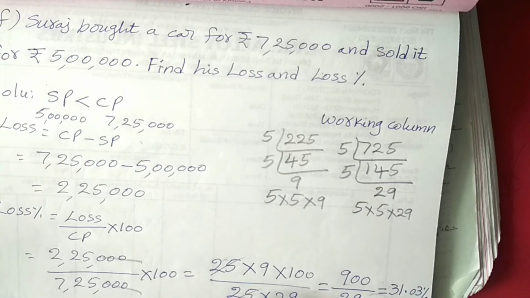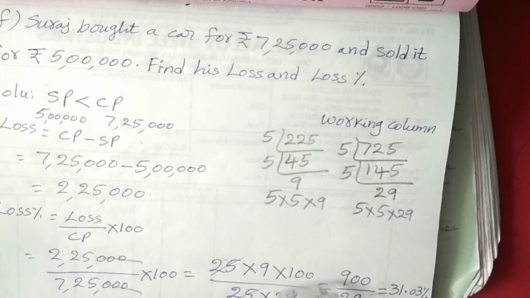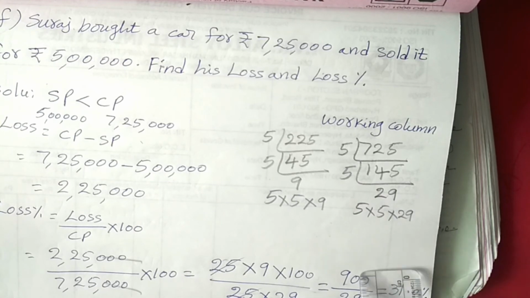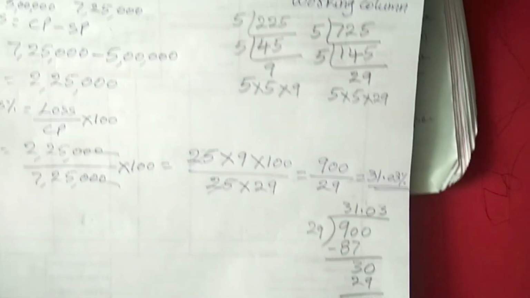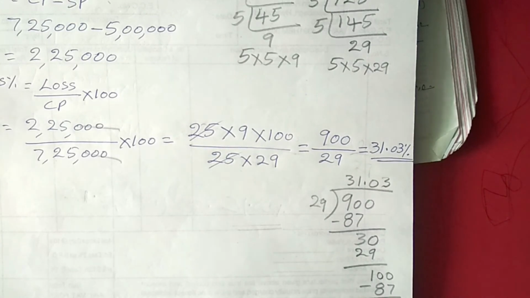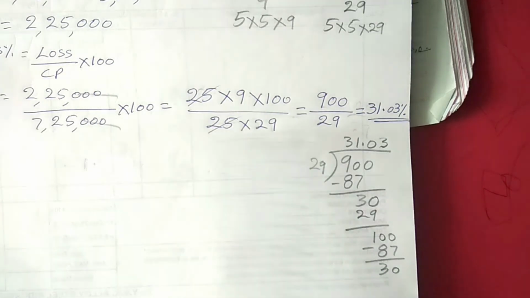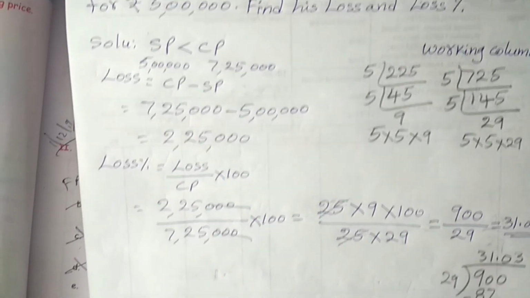So write as 25 into 9 into 100, right? Divided by 25 into 29, that is 900 by 29. So the answer is 31.03%. See here, this is the working column I have done for you. You know the divisions, right? Thank you, children. Stay safe. Take care.